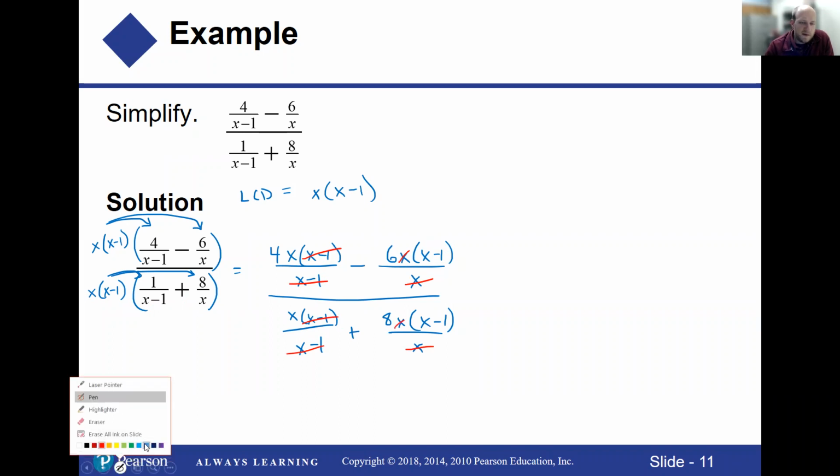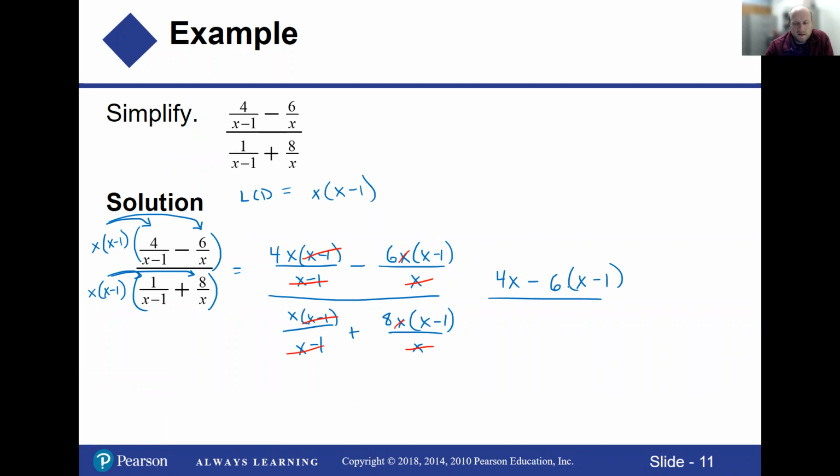So what am I left with? Well, I have a 4x minus, right, 6 times x minus 1. So that's the numerator. That's the new numerator. It's no longer a fraction. It's no longer in rational form. And then the denominator is x plus 8 times x minus 1. Okay. So basically this method allows you again to get rid of all of your fractions. And now I can just focus on simplifying.